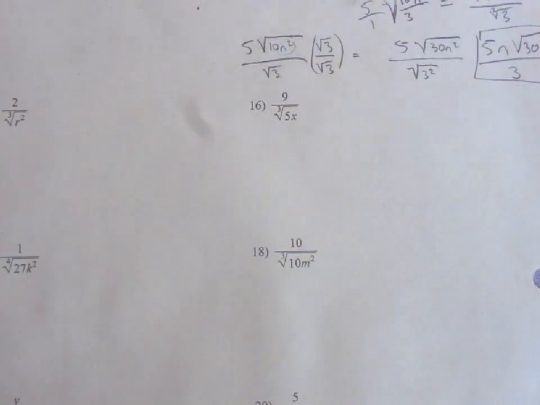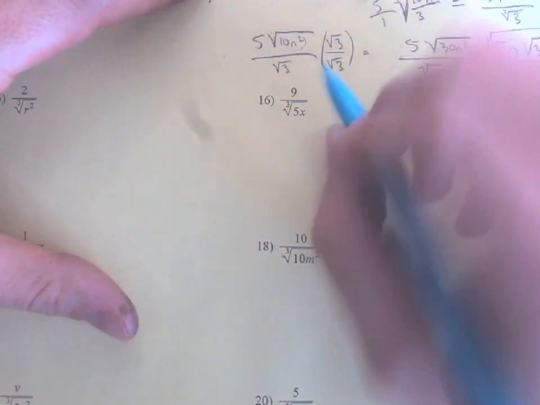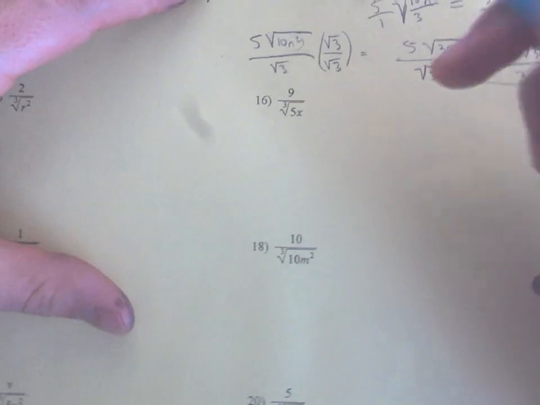All right, let's take a look at 16. This one's going to be a little simpler because we don't have to simplify first. Everything's already simplified as much as possible. The only thing we have to do here is rationalize the denominator. Here I have a 5 and an x. It's already factored.